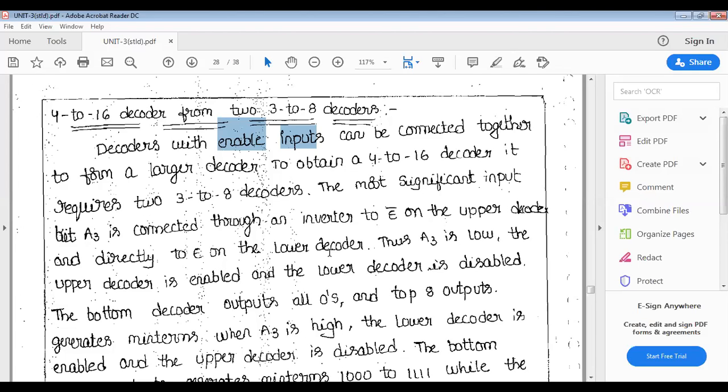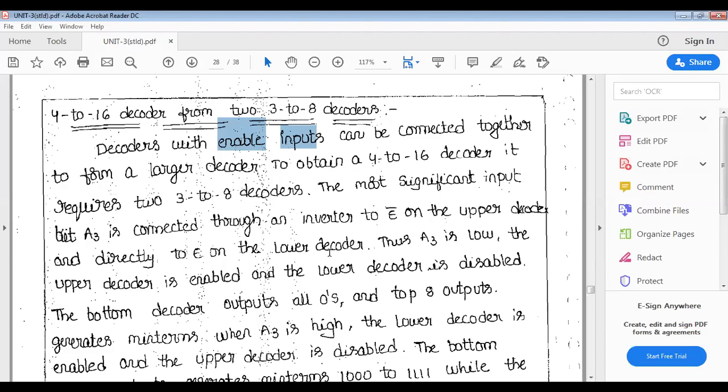When A3 is low, meaning 0, the upper decoder is enabled and the lower decoder is disabled. Why is it enabled? I am connecting the inverter there. When I take 0, E bar becomes 1. So with this inverter, the output is 1, and the enable is complemented. So 1 and its complement, it becomes the complement only. So the lower decoder is disabled.